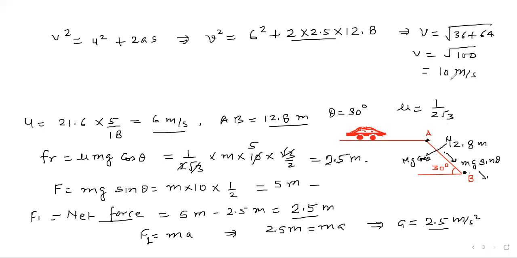Now, let's convert it into kilometer per hour. So v equal to 10 meter per second, which is equal to 10 into 18 upon 5. That is 36 kilometer per hour. So this is our answer.